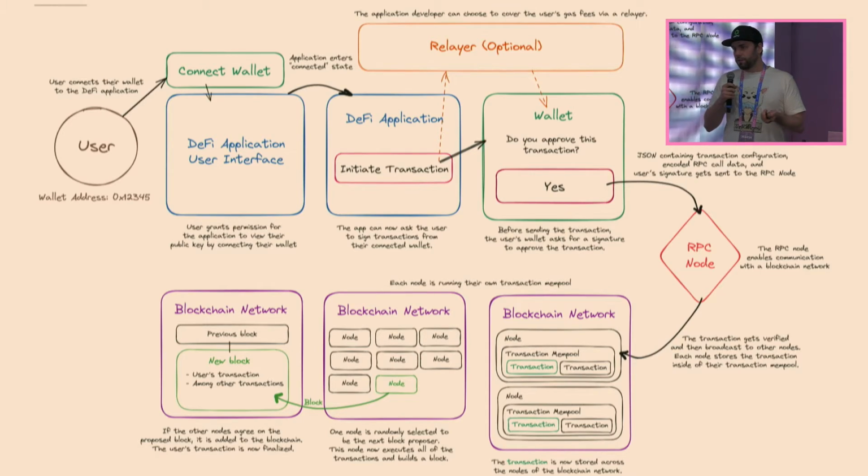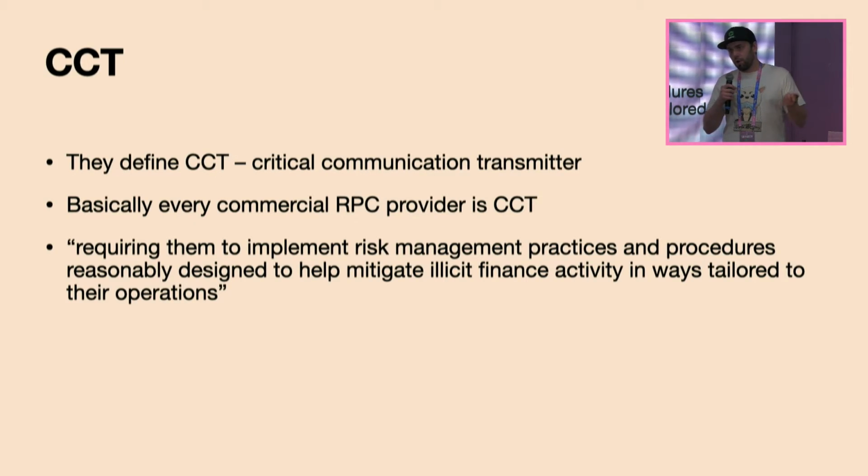So if you implement some kind of censorship here, you could probably censor DeFi. They define this CCT term, critical communication transmitter. Basically, they say that every commercial RPC node provider is a CCT, and then you can require them to implement risk management practices and procedures reasonably designed to help mitigate illicit finance activity in ways tailored to their operations. So basically, implement a censorship mechanism for RPC.